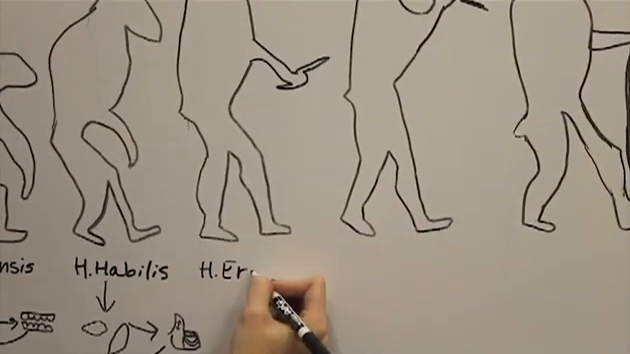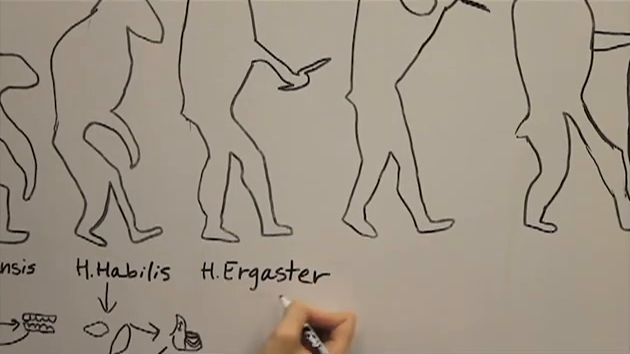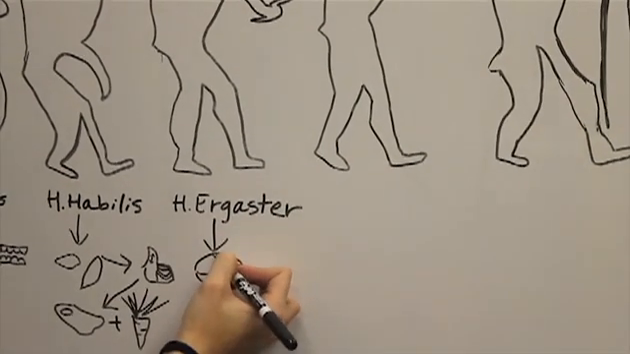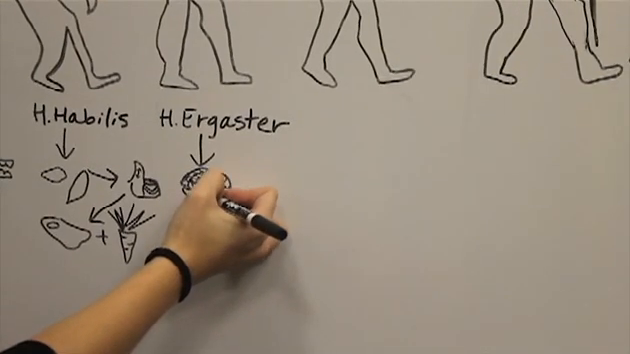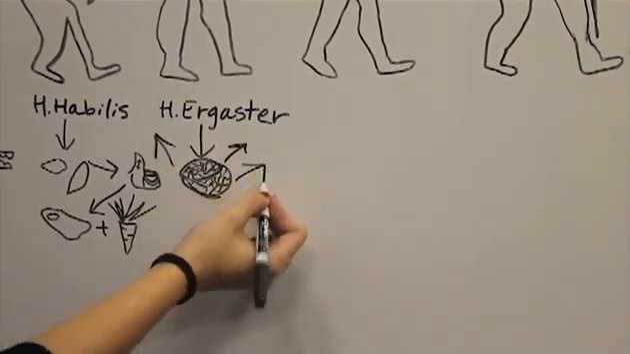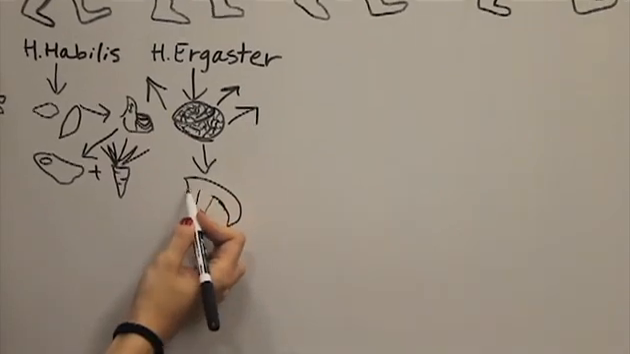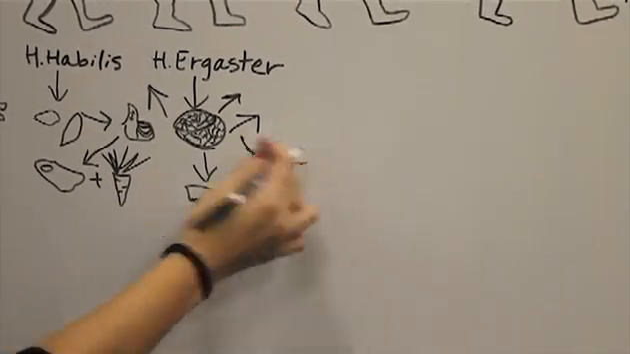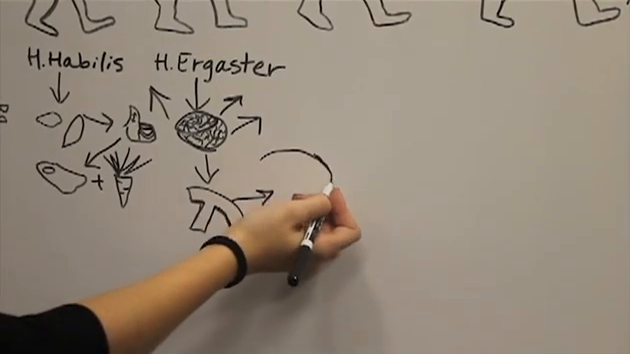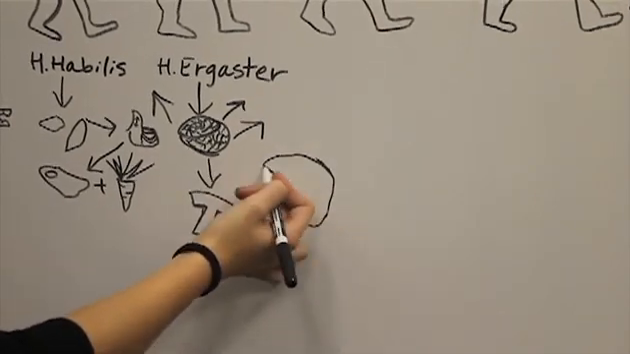The next missing link is Homo ergaster. They developed a much larger brain than all of their previous ancestors. They also developed more advanced tools such as stone axes and cleavers. The Homo ergaster migrated north out of Africa, promoting the opportunity for greater evolution.